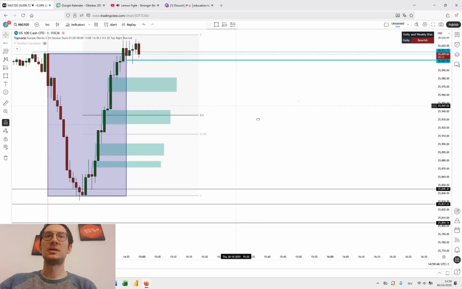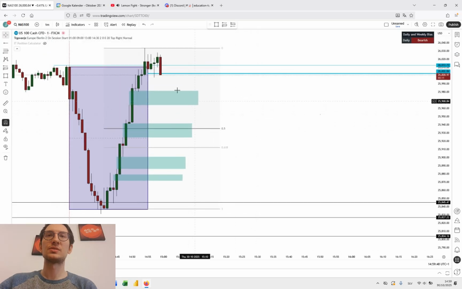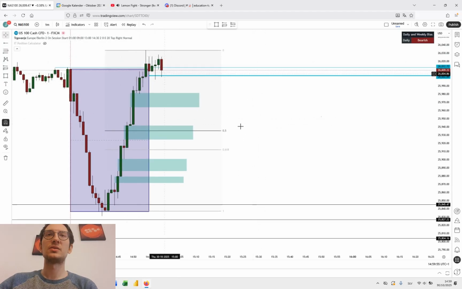Okay, here we are, let's see how it goes. Okay, now we are printing. You see, if I would buy here, I would be already in minus. Not too much, but still, you know.